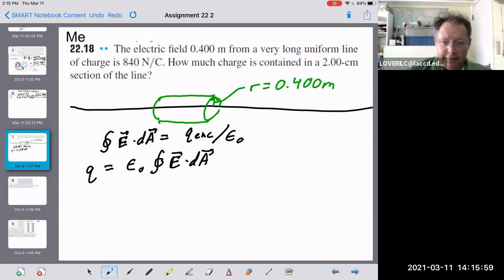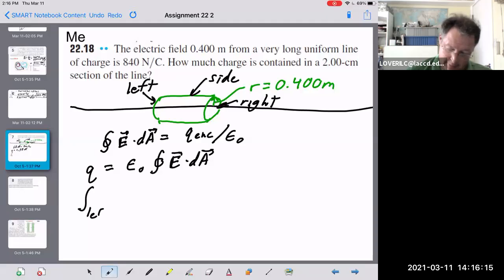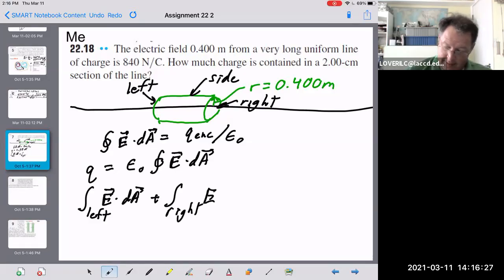That integral over the closed surface is the integral over 3 open surfaces: the left, the side, or cylindrical part, and the right. So this is the integral over the left of E dot dA, plus the integral over the right of E dot dA, plus the integral over the side of E dot dA.